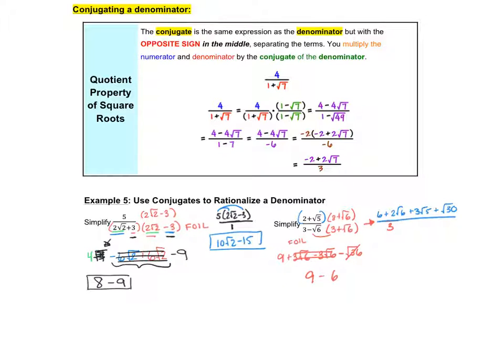And now we can simplify the radical 30. So I'm going to rewrite it down below. We have 6 plus 2 radical 6 is simplified, plus 3 radical 5 is simplified, but radical 30, remember, is like 6 times 5 if I do a factor tree, and then the 6 is 3 and 2. Oh, that is simplified. I'm sorry, that's radical 30. All over 3. That's our final answer.